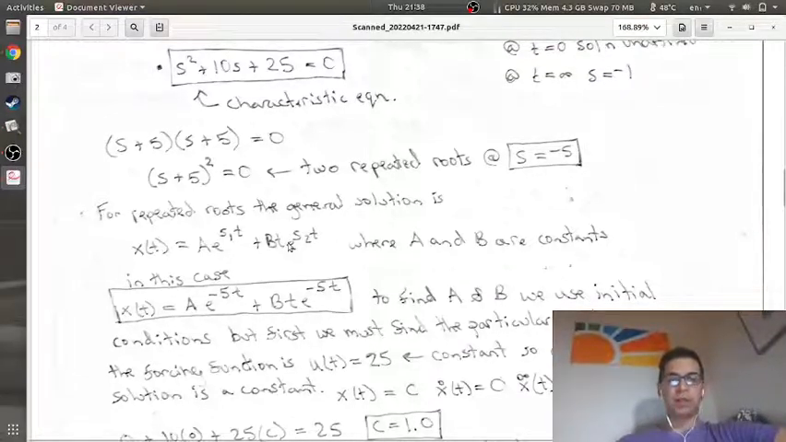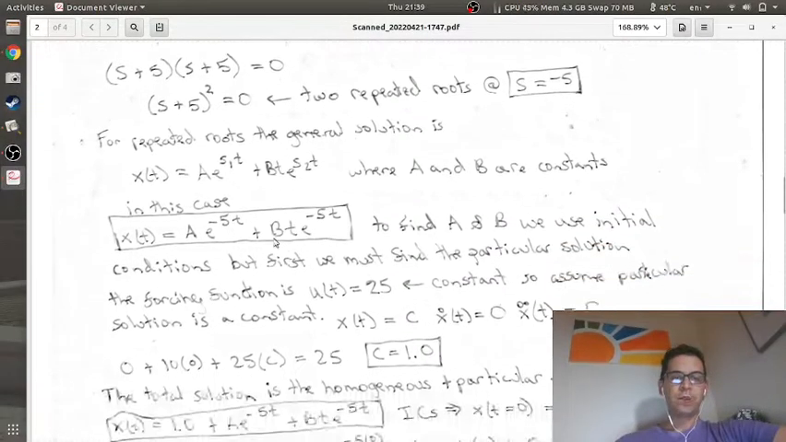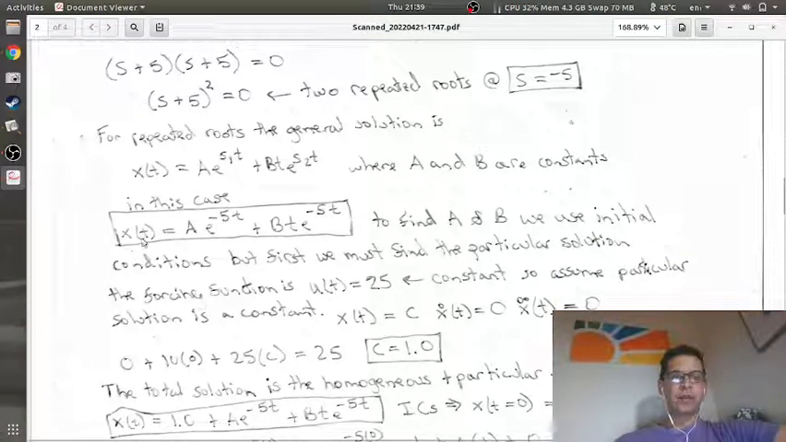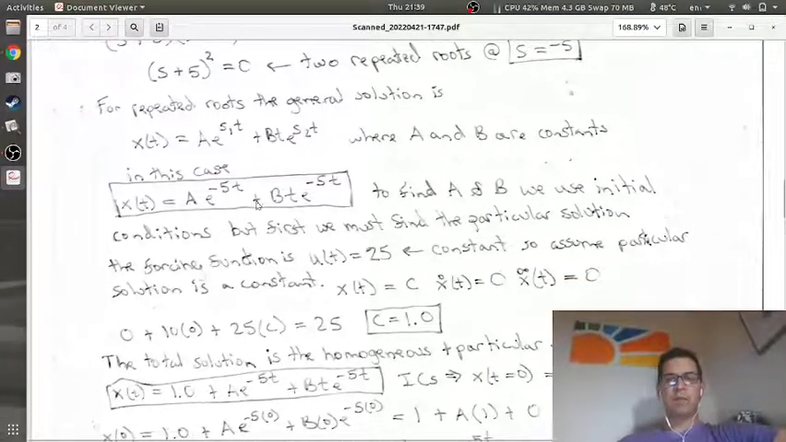And so what you'll notice is that there's this extra t here. And that's just because of the nature of homogeneous solutions. So you put those two together and you get the homogeneous solution as this equation here, which is the same thing, except you replace s with negative 5 because that's the root right there. Now to find a and b, which are constants, you need to use the initial conditions, but you first have to find the particular solution.